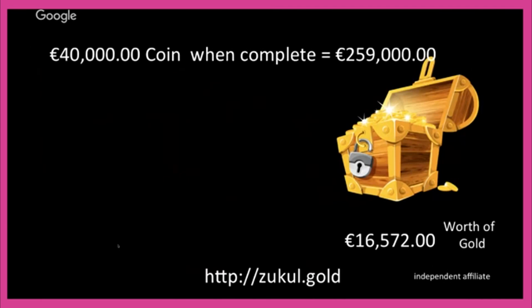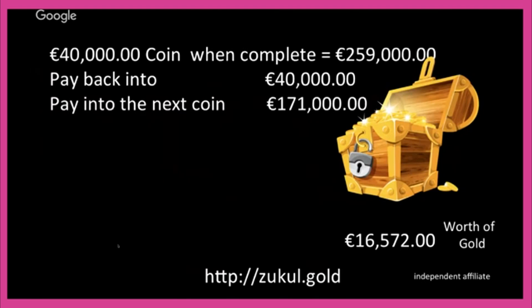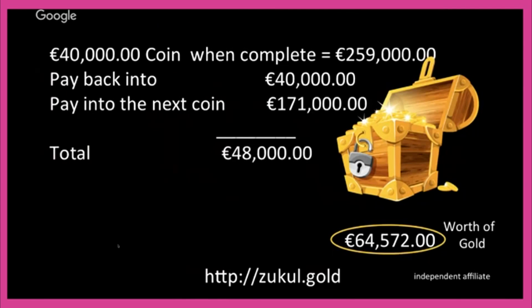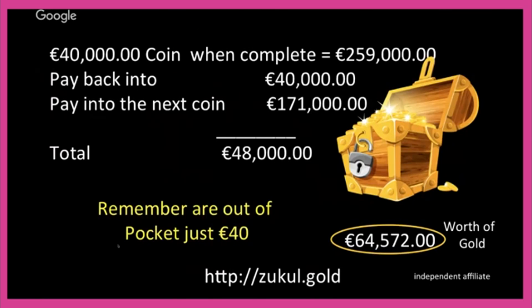259,000 euros. How's that money spent? Pays you back 40,000 euros, puts you in the coin you've just completed. 171,000 euros puts you in the next coin. Leaves you 48,000 euros that buys you gold in your back office. Okay, your gold pot now is just overflowing. It really is. Now, remember, and I keep doing it with every slide, you're still only paid out 40 euros.